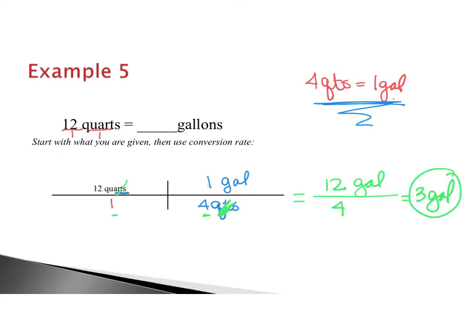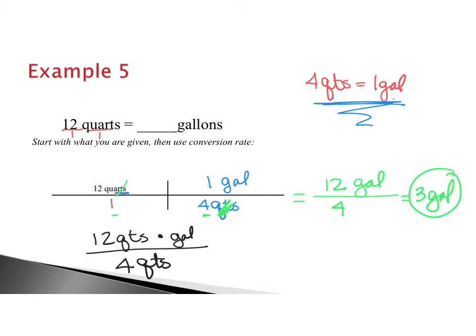Now, if you ask, why do the quarts cancel out? Let's just do a quick unit analysis discussion. So if I have 12 quarts and I multiply it by 1 gallon, I have 12 times 1, which is 12, but then I'm going to have quarts times a gallon in the top, and then in the bottom I have 1 times 4, which is 4, and then I have 4 quarts.